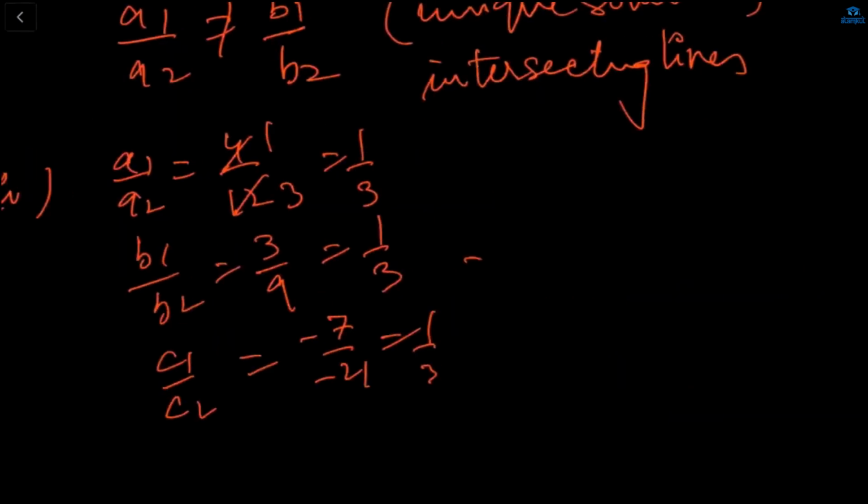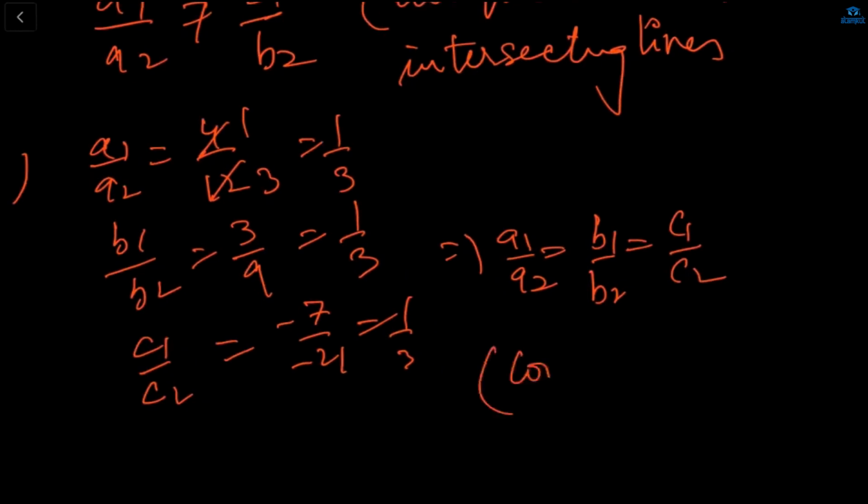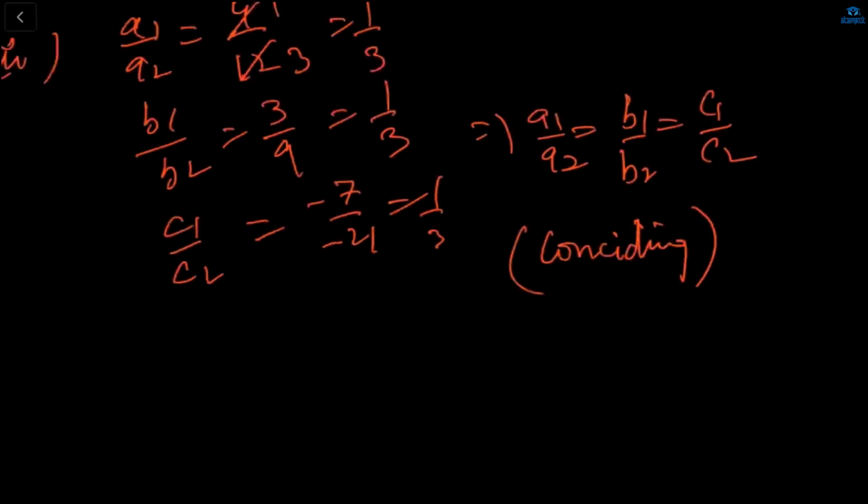So what we got, A1 by A2 is equal to B1 by B2 is equal to C1 by C2. So the lines will be what? Coinciding. Okay. Similarly, you can do the third one.